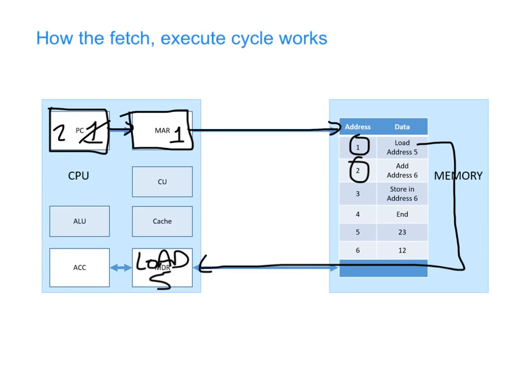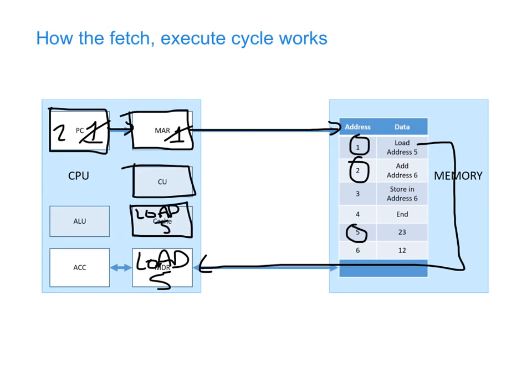Now, a copy of what's just been loaded into the CPU is stored in the cache, so if it's needed again very quickly afterwards, we don't need to go back to the main memory in order to load it again. This makes the computer significantly faster. Now the control unit is going to decode this instruction, load 5, and realise that we've got to actually go and fetch a value from address 5 in the memory.